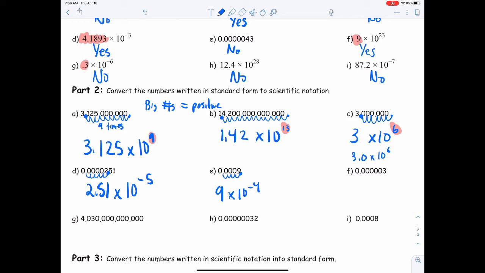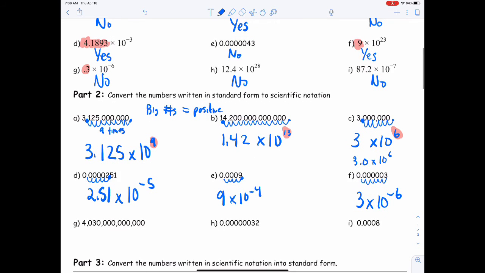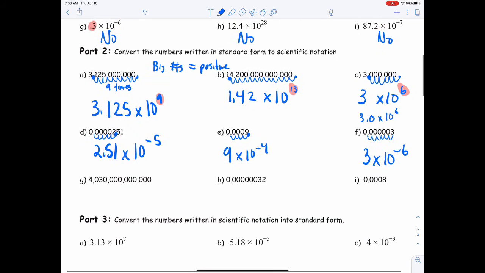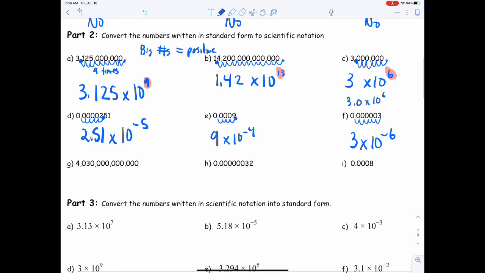All right, for F, let's move this decimal. 1, 2, 3, 4, 5, 6. So 3 times 10 to the negative 6th power. All right? You got some mixed practice here for G, H, and I, so why don't you guys give those a shot?